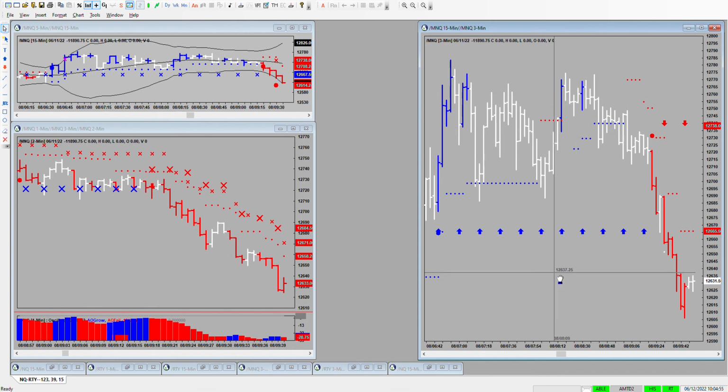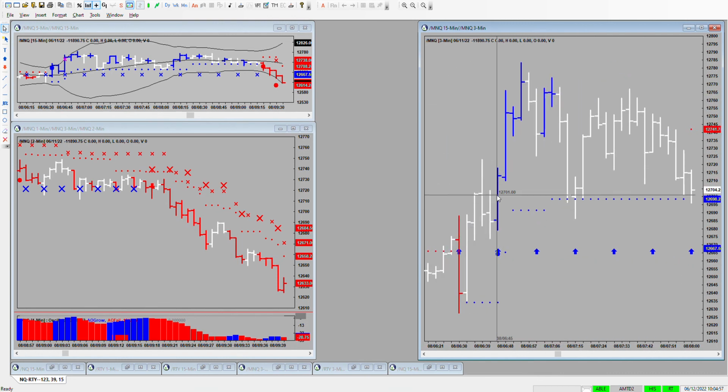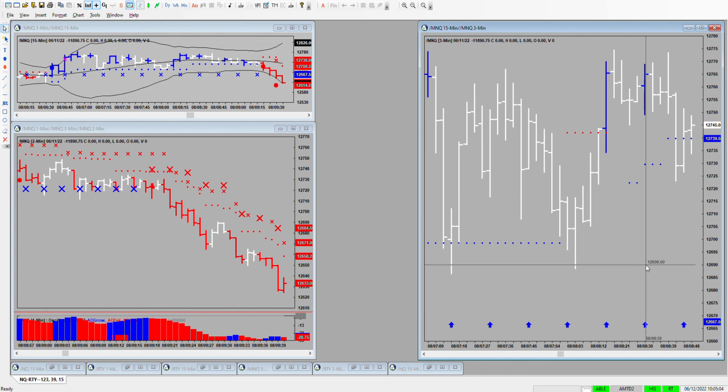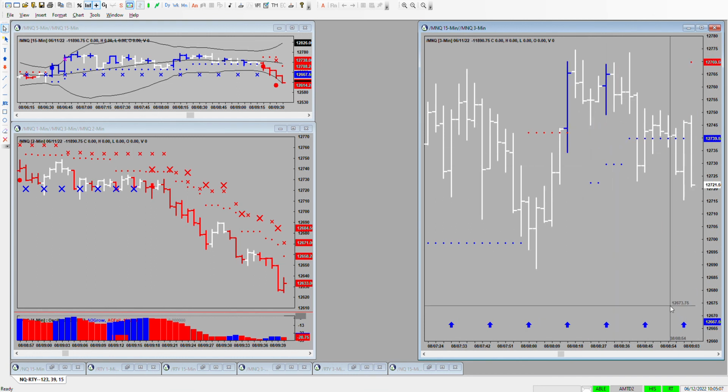Not a great morning. We had a good winner there, good winner there. Our confluence strategy kept us out of that one. Probably was about a break-even morning or so.